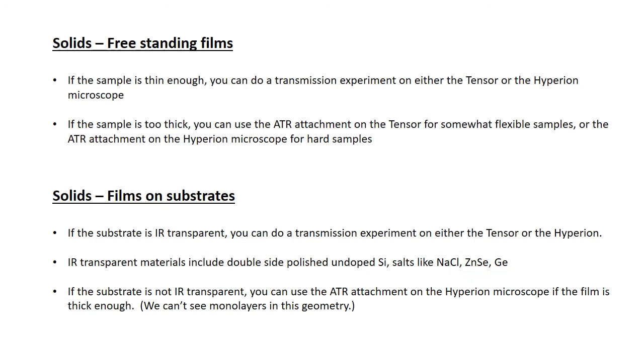If the substrate is not IR transparent, then you may want to think about using the ATR attachment on the Hyperion microscope if the film is thick enough. So for example, we cannot yet see monolayers in this geometry. They're just too thin and our sampling depth is too great to see them in that particular geometry.